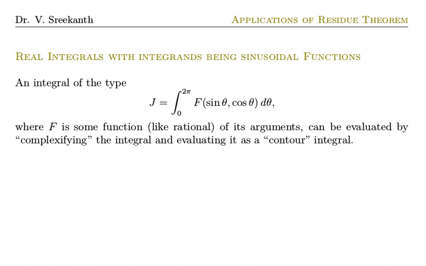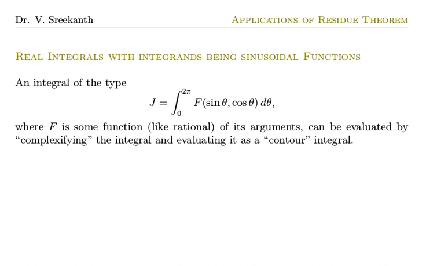Okay, so consider an integral of the type I have shown, J. The limits are 0 to 2 pi, and the integration is over theta, and f is a function of sine theta and cos theta. f is some function, like a rational function, of sine theta and cos theta. So this kind of integral can be evaluated by complexifying the integral and evaluating it as a contour integral. It will be clear when we try this as an example.